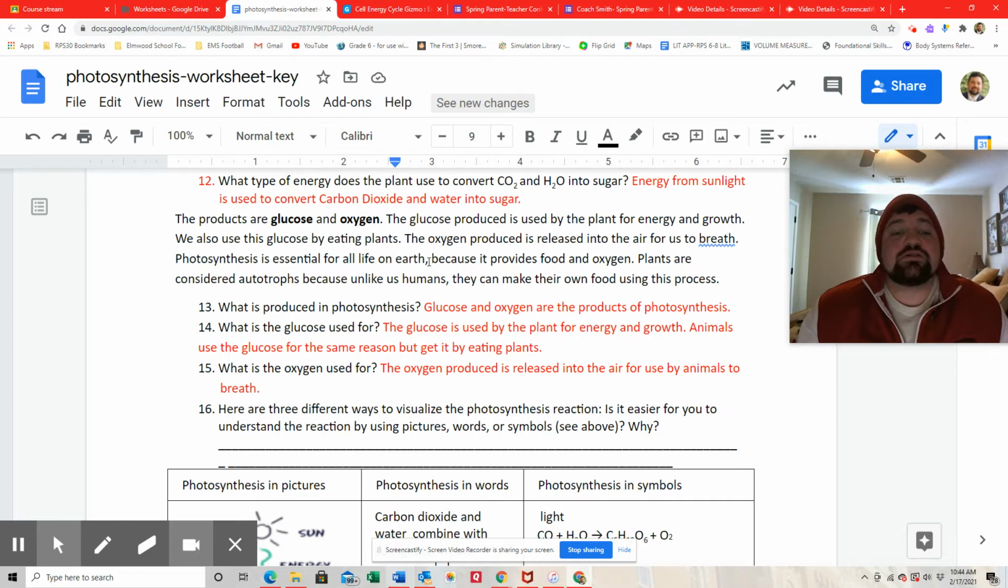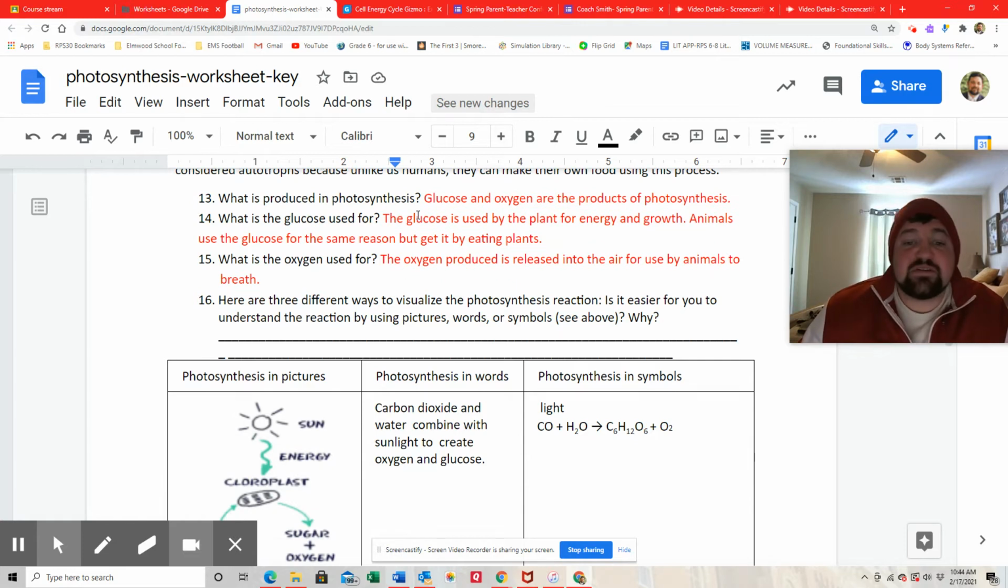The products are glucose and oxygen. The glucose produced is used by the plant for energy and growth. We also use this glucose by eating plants. The oxygen produced is released into the air for us to breathe. Photosynthesis is essential for all life on Earth because it provides food and oxygen. Plants are considered autotrophs because, unlike us humans, they can make their own food using this process.